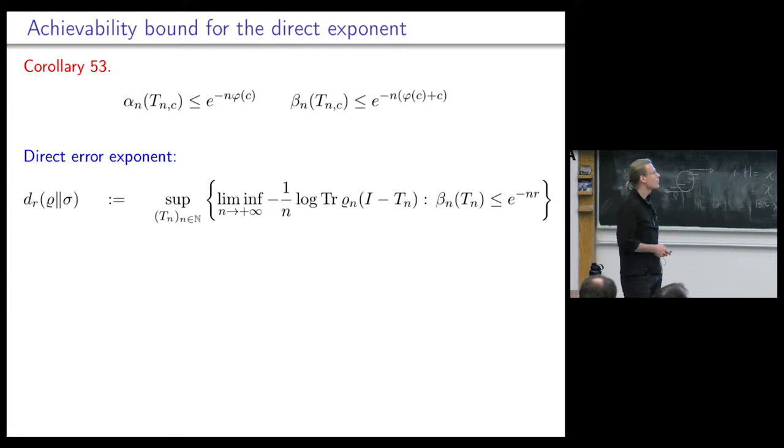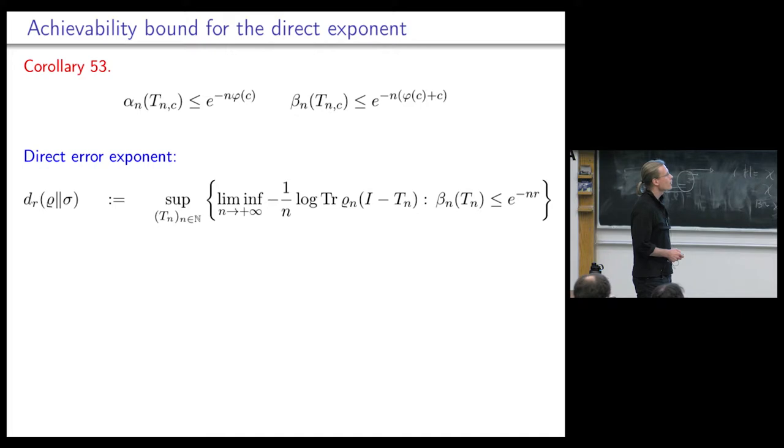And therefore, we have almost reached our goal. Namely, what we are interested in is this so-called direct exponent. So what I have explained before in words: we take the type 2 error probability and we impose an exponential decay constraint on it. And we want to see, under this constraint, what is the best exponent for the type 1 error probability that we can achieve.